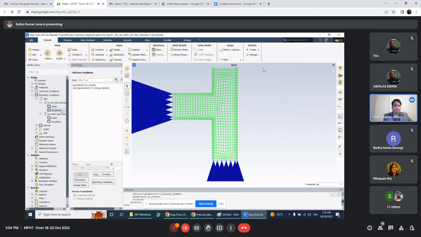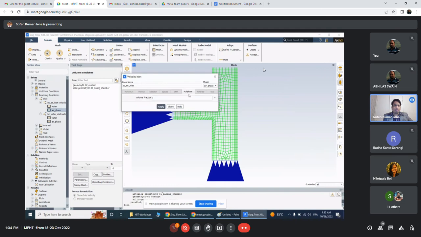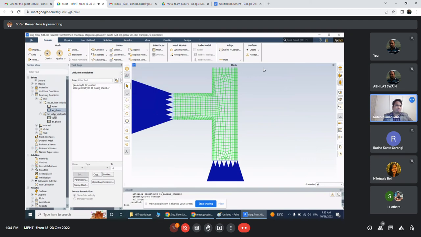Go to the air phase. Now in the air phase, this is the air inlet boundary condition. So the volume fraction needs to be one. Only air is coming from this side, so volume fraction needs to be one. By default, it is zero. You make it one and apply. This is the water phase.